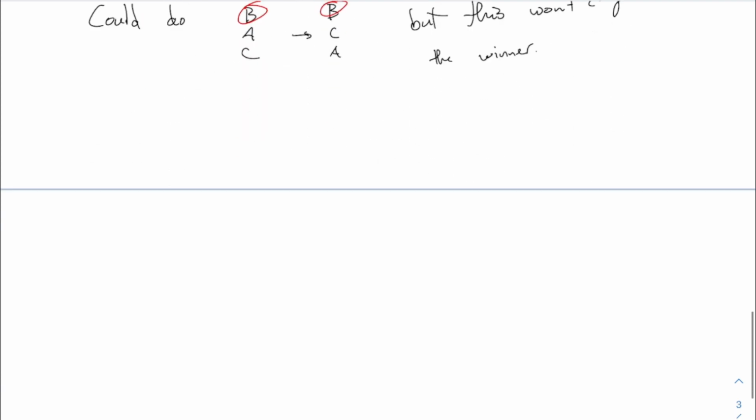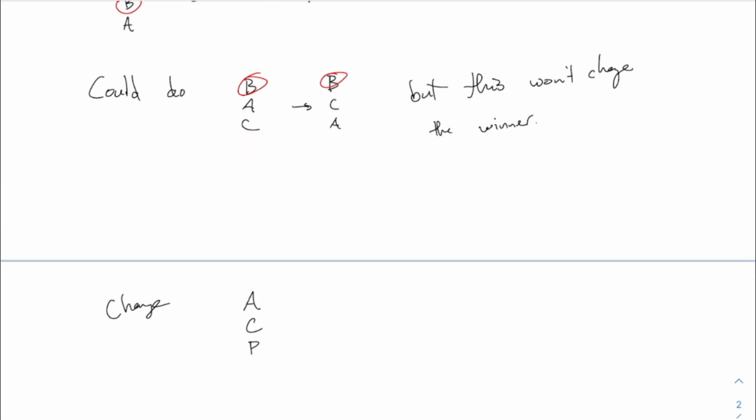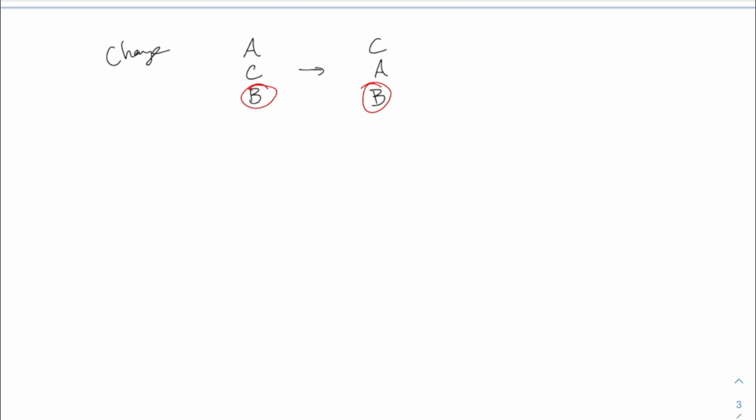We should do, what did it say? ACB. And I'm going to change this to CAB. Right? This is the change which is going to work out. Now, you have to actually check, does this actually change the final results?